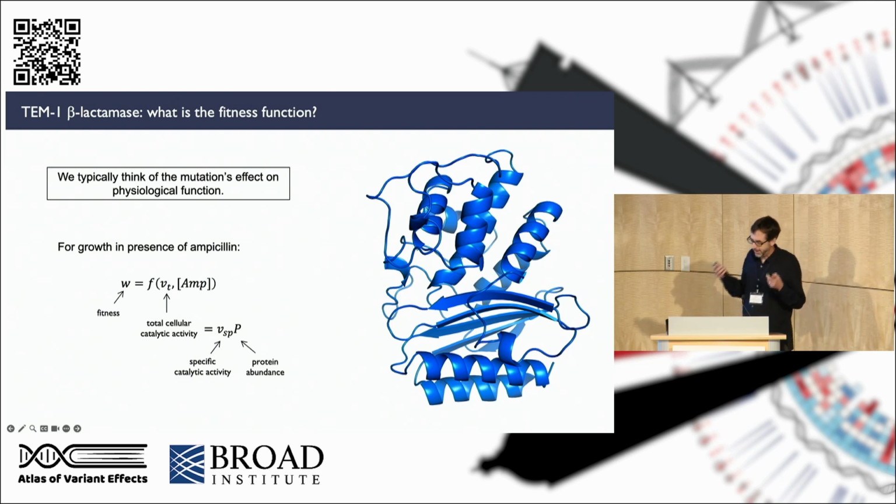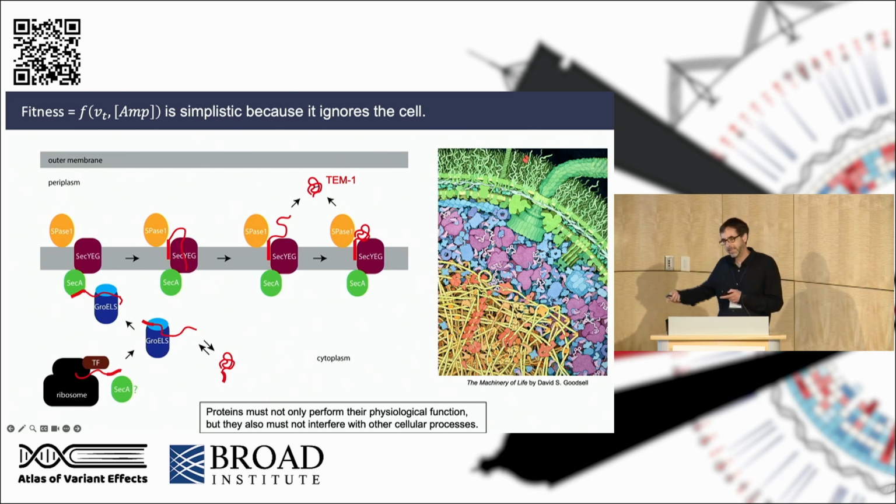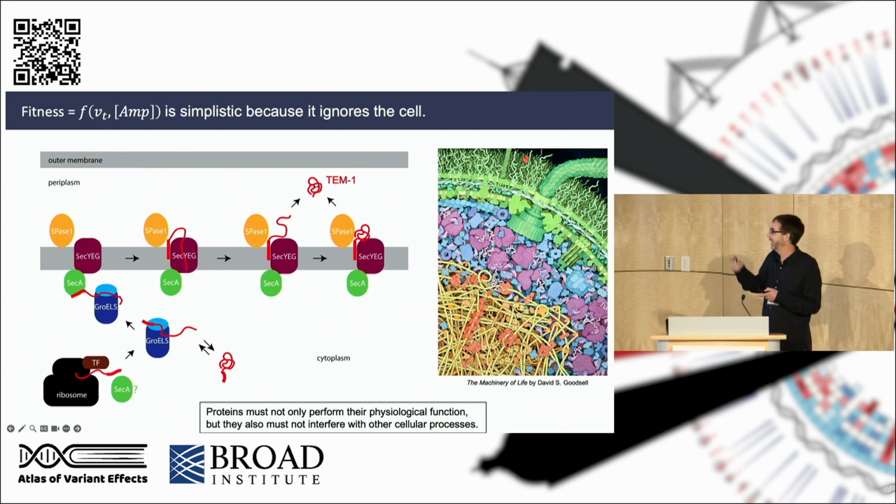And what I want to argue today is that that is very simplistic. It's ignoring a lot of what might be going on in the cell. That's because the cell is very complex. So not only must beta-lactamase carry out its physiological function, but if it has a mutation, that mutation not only shouldn't harm the physiological function, but also can't interfere with anything else that's going on in the cell.